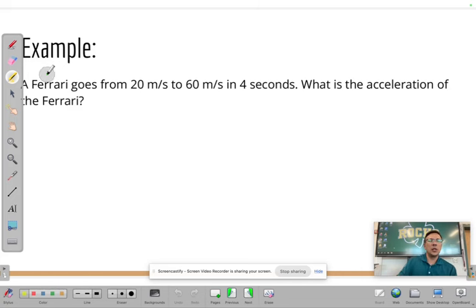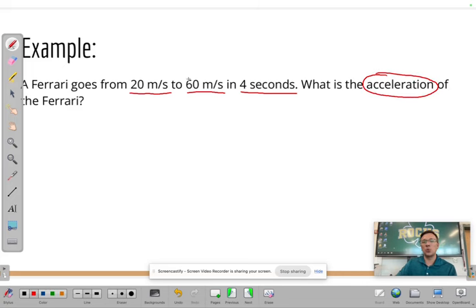Moving on, let's look at a quick example here. A Ferrari goes from 20 to 60 meters per second in 4 seconds. What is the acceleration of the Ferrari? So I always want you guys to be in a habit of underlining things that we've been given: 20 meters per second, 60 meters per second, 4 seconds, and then it says, what is the acceleration of the Ferrari? I like to circle what we're solving for.